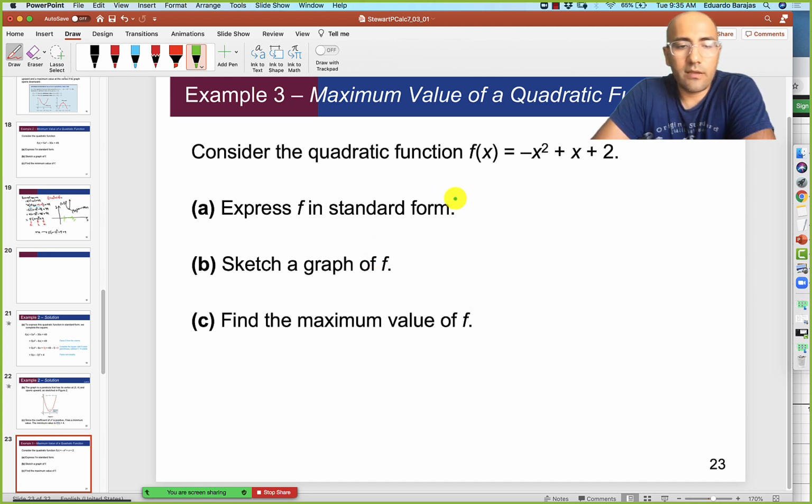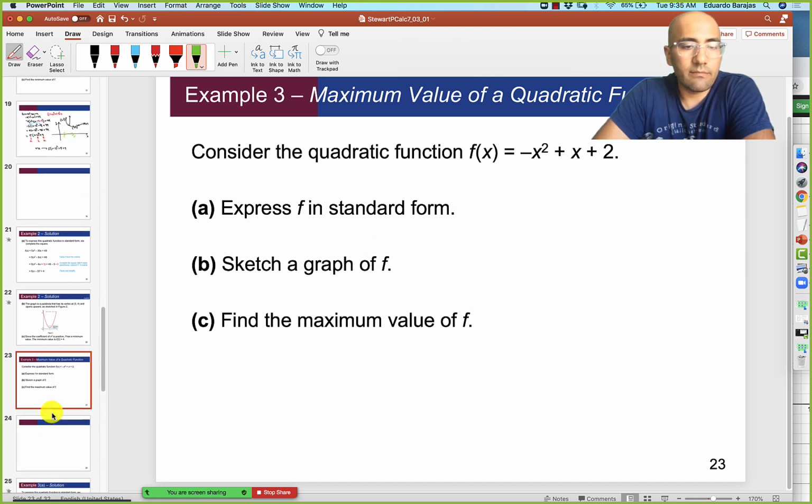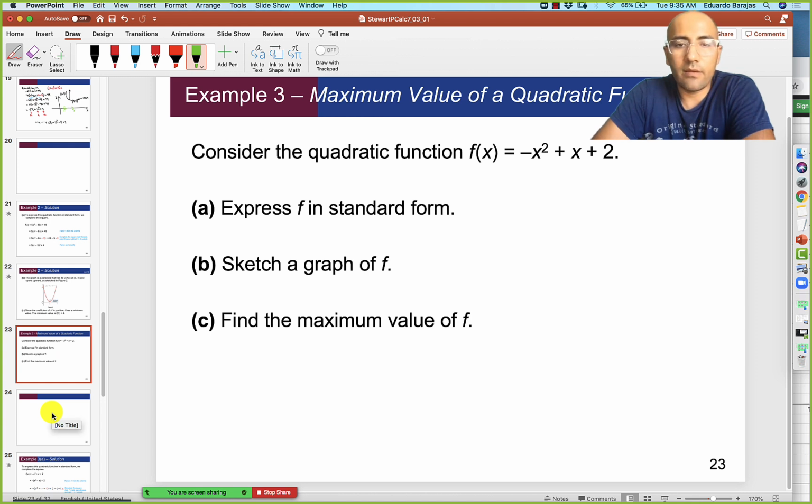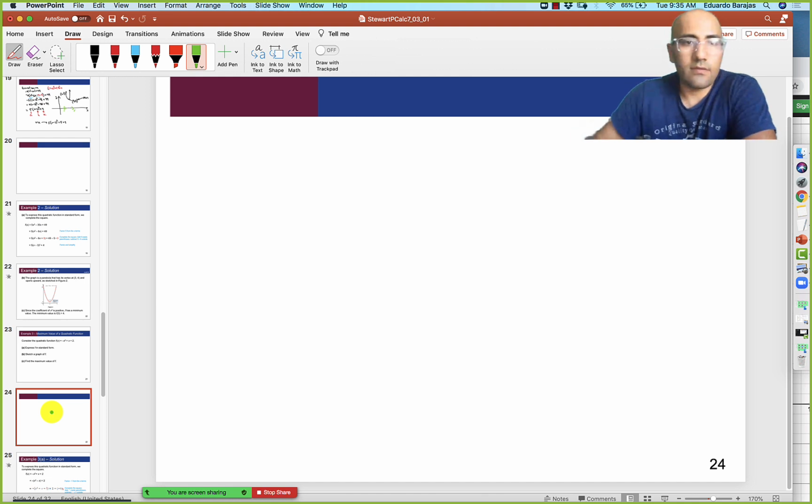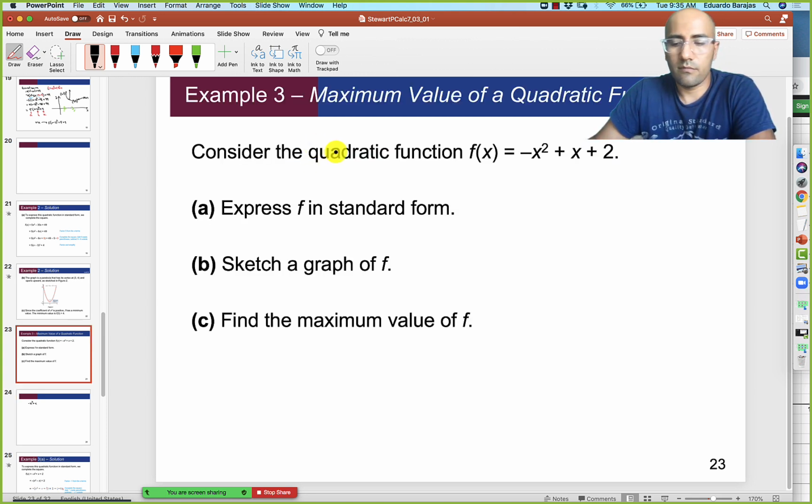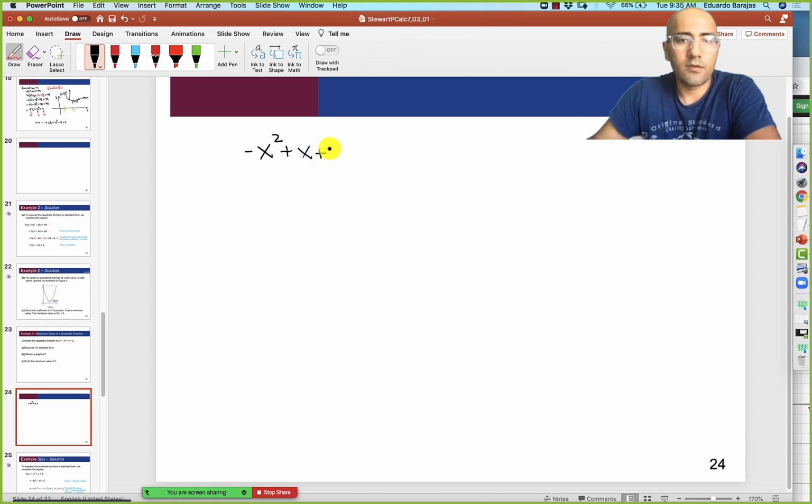Good. One more time, similar. Just going to practice converting the quadratic into vertex form one more time. So we have negative x squared plus x, and I think it was plus 2. It's more of the same. Convert it into the vertex form of a quadratic so we can figure out the minimum and the maximum.